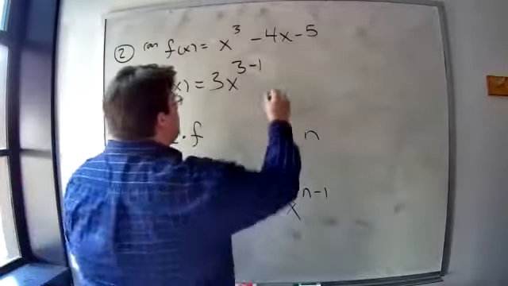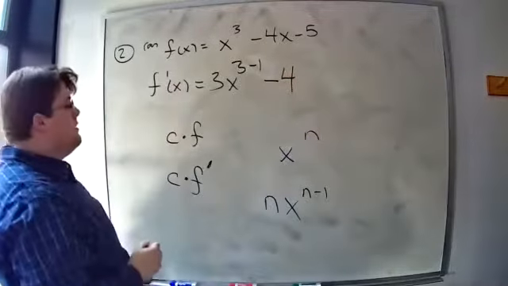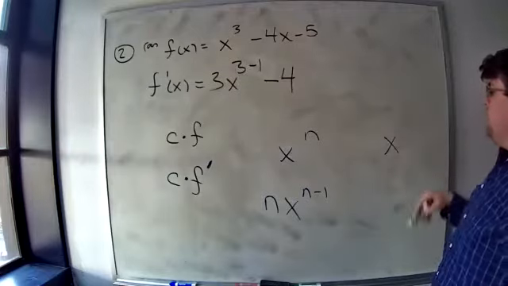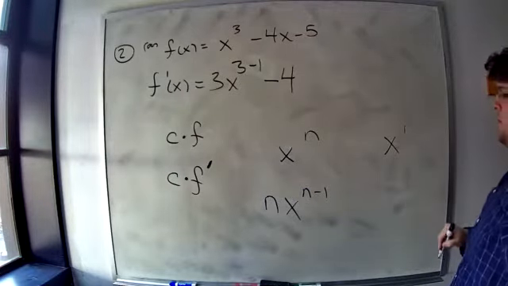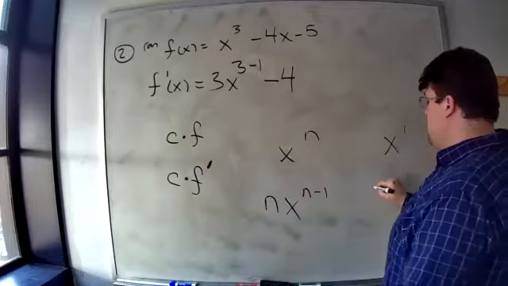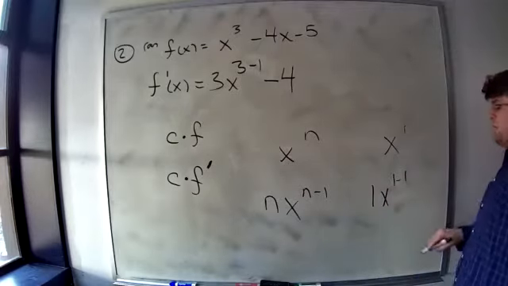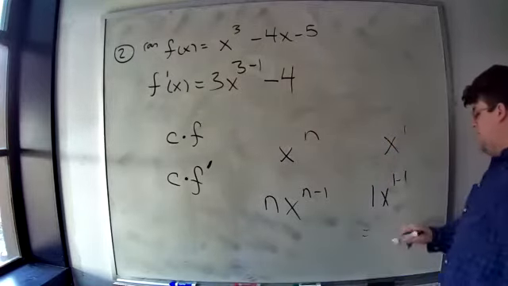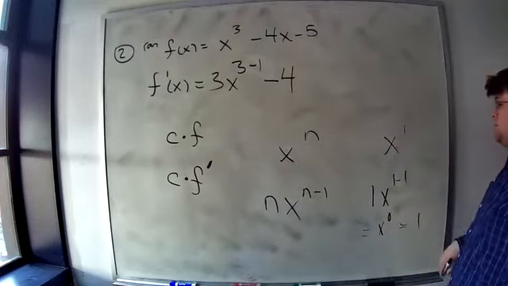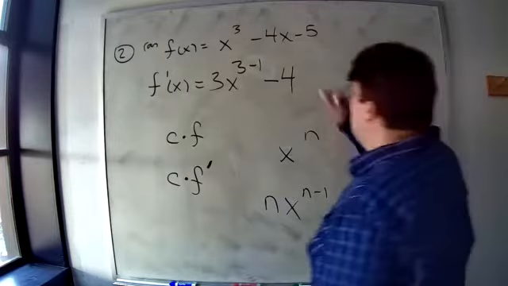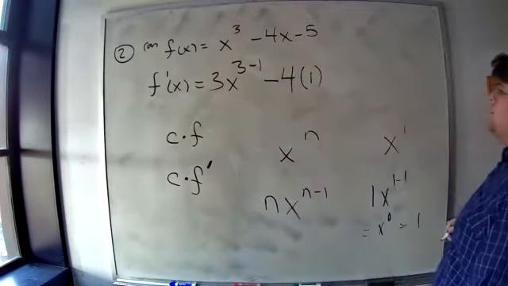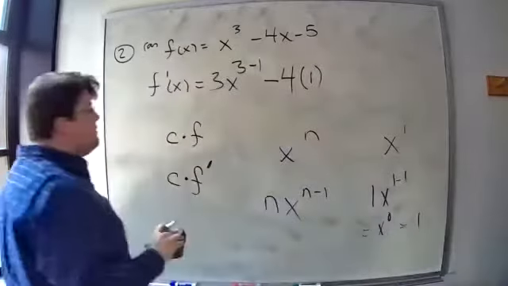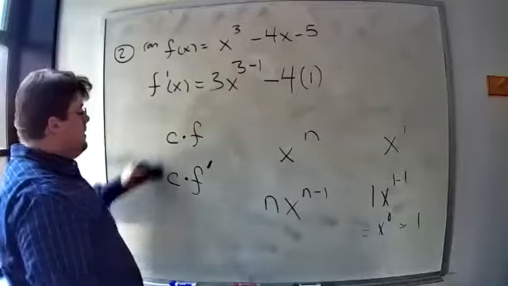So in particular, for negative 4x, we can pull the negative 4 down and just deal with the derivative of x. Well, how do we take the derivative of x? x is x to the first. We would apply the power rule. We would get 1 times x to the 1 minus 1, which is 1 times x to the 0, which is 1. So here we would have negative 4 times 1. In that, we used the constant times a function rule, and then the power rule with n equal to 1.